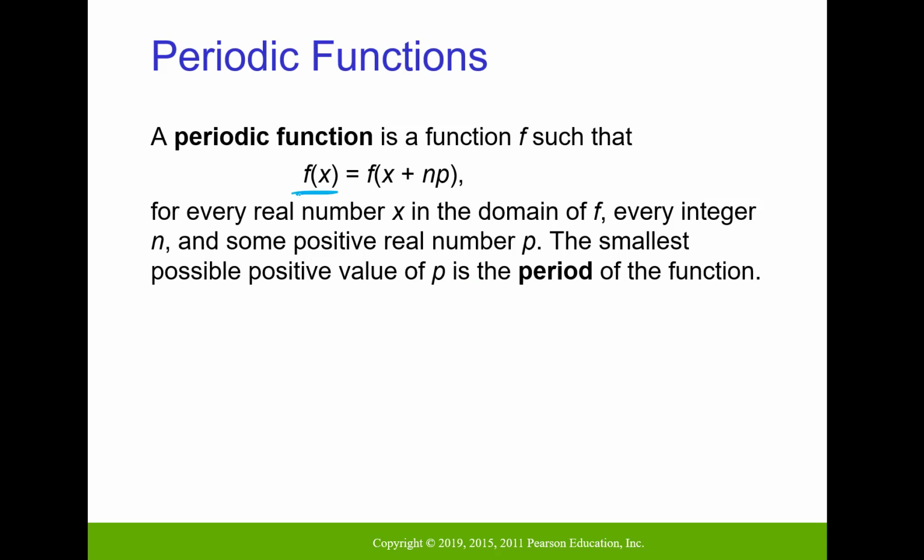So f of x, or the output, is equal to f of x plus n times p. The n is just an integer, and p is going to be our period, the smallest possible value for when this function would give you the same output. So it repeats. For example, just think of a week. Every 7 days, you're on the same weekday. So if it's Monday, 7 days later, it's Monday again. So you're repeating every 7 days.